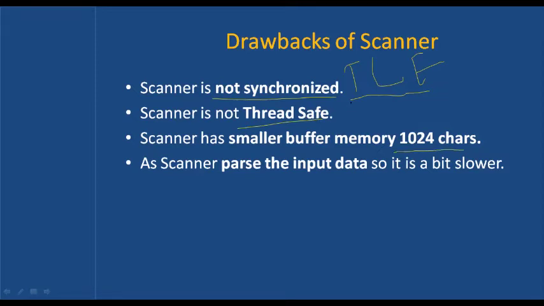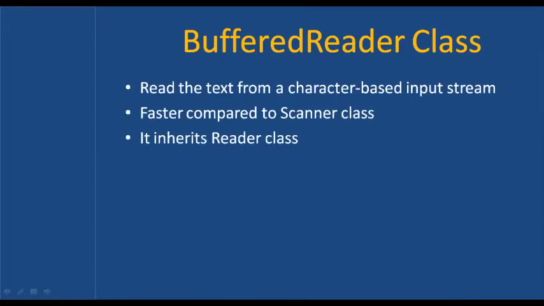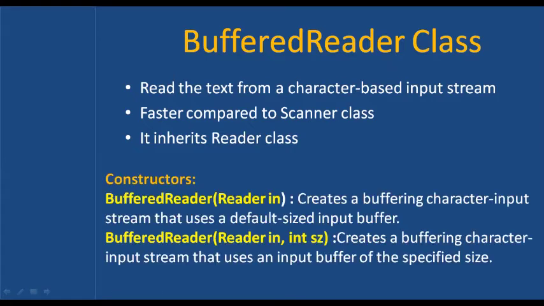It is fixed. So in order to avoid these drawbacks, you can go with another class called the BufferedReader class. The BufferedReader class is the fastest class when compared to the Scanner class. By using the BufferedReader class, you can read text from a character based input stream, and this class inherits properties from the Reader class. The BufferedReader class will read data, and the data will be kept in the buffer. The size of the buffer is not fixed.